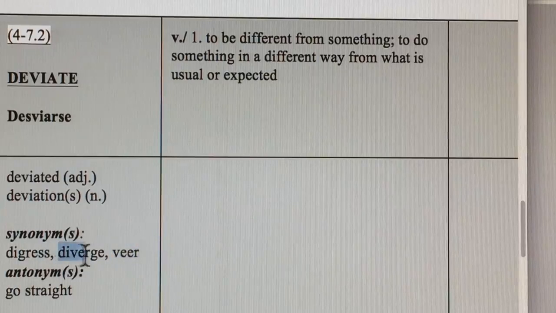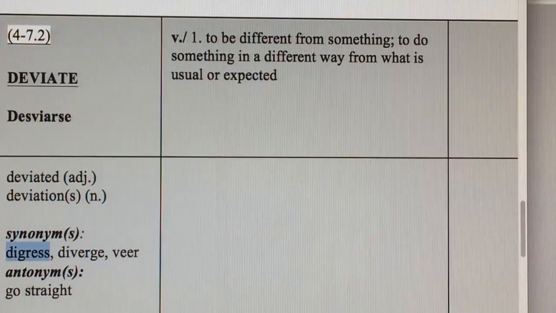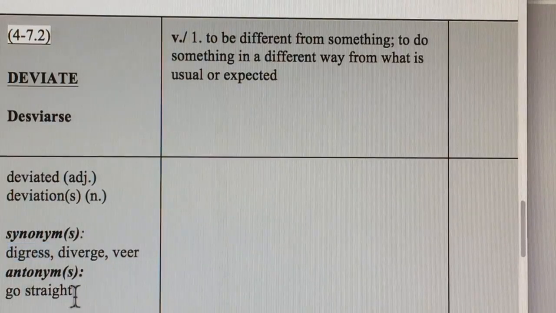Diverge. That means maybe you are driving to school and all of a sudden you realize you're really thirsty, so you diverge to Starbucks. Digress is usually used more for speaking. So maybe your math teacher is talking about some math problem and then starts talking about his trip to China. Then he's digressing, he's deviating from the subject. And your antonym is go straight.